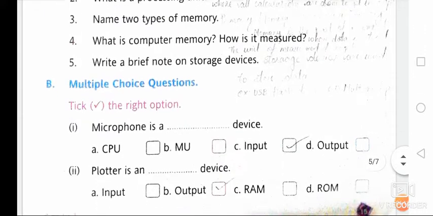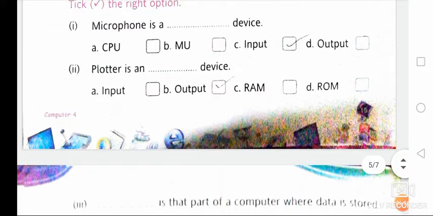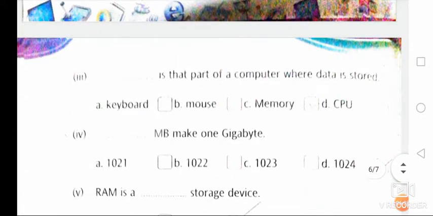Then now let's move to the exercise part. First one, multiple choice question. First one, microphone is an input device. Second one, plotter is an output device. Third one, dash is the part of a computer where data is stored. Where are we storing the data? In memory. So answer is memory.